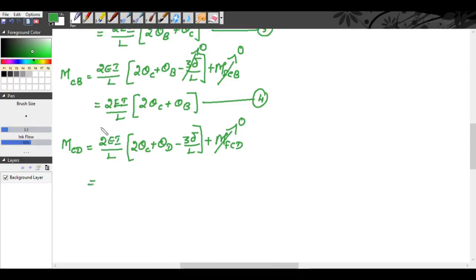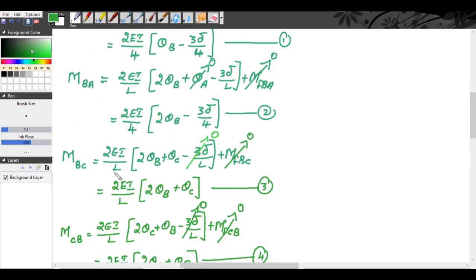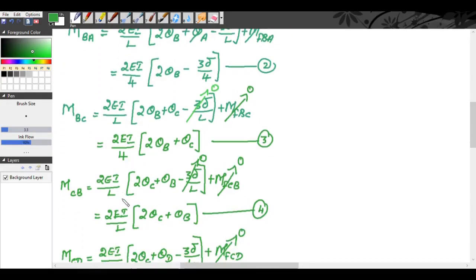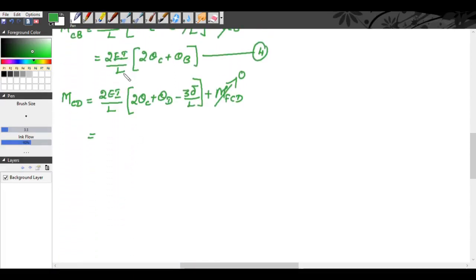See, everywhere it is 4. I forgot to write 4 here. So 2EI by 4, 2 theta C plus theta D minus 3 delta by 4. This is equation number 5.